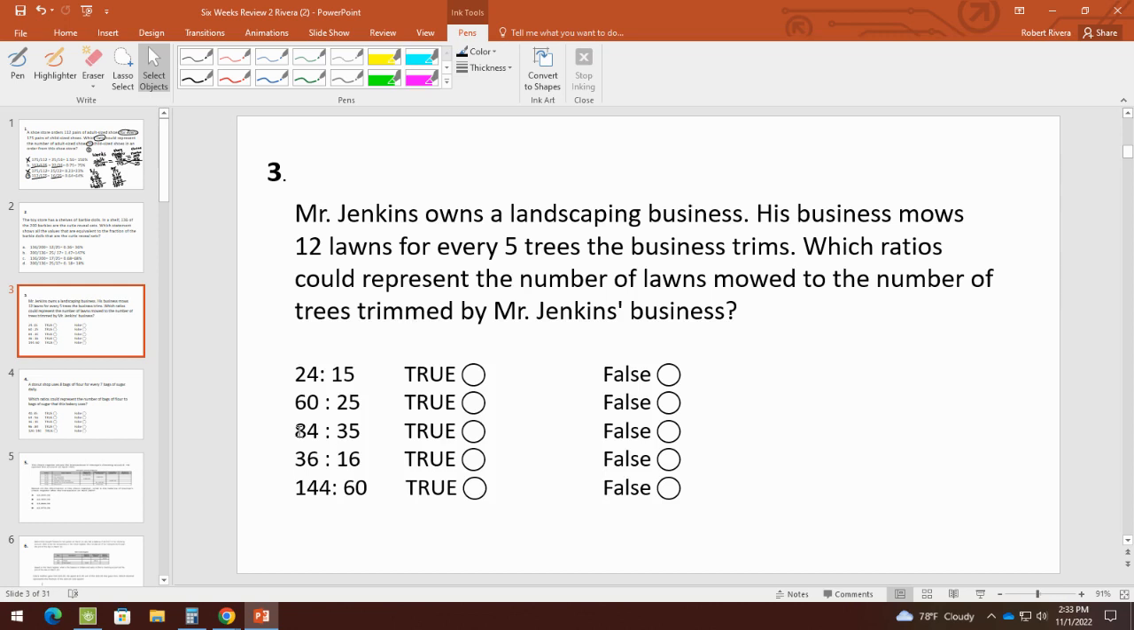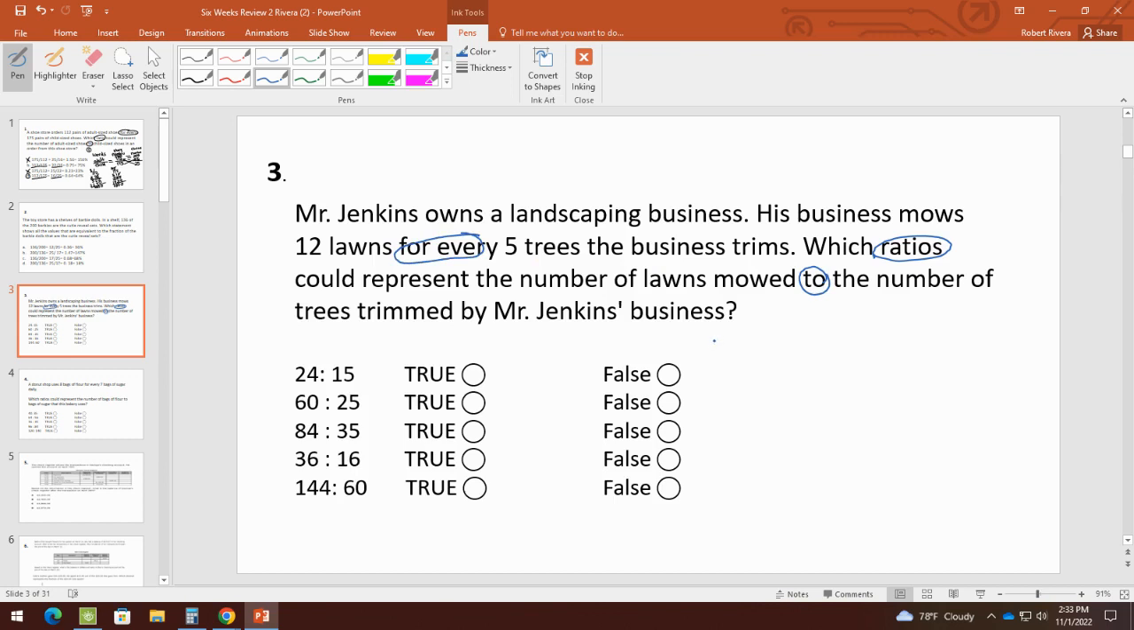Mr. Jenkins owns a landscaping business. He mows 12 lawns for every 5 trees his business trims. Which ratios could represent the number of lawns mowed to the number of trees trimmed by Mr. Jenkins' business? So again, I'm going to get my nice little cutters, I'll get blue or whatever. And I see the word ratios again. I see the word "to" again. I see the words "for every." That is also dealing with ratios.